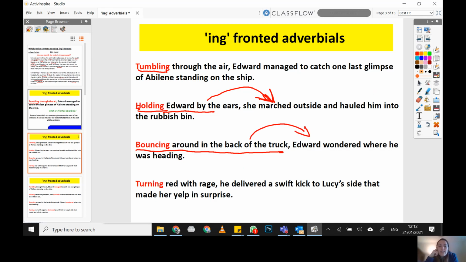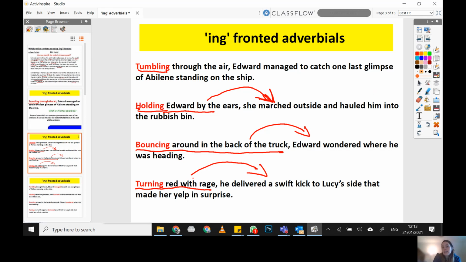And my last example, we've got turning red with rage. You can almost picture it when you're so angry. So now I know how he's feeling as he delivered a swift kick to Lucy's side that made her yelp in surprise. So all of my beginning verbs end in ing because they're actions that are happening currently. All right, so he's tumbling.